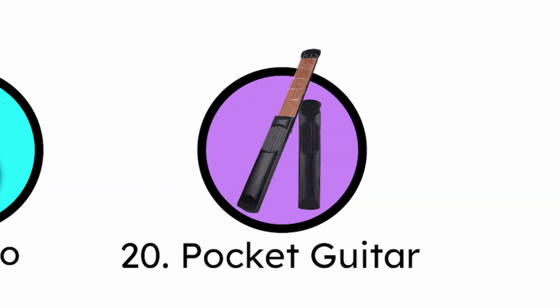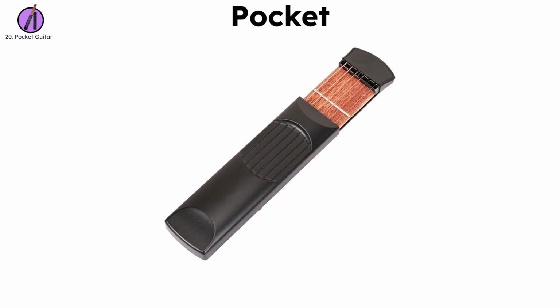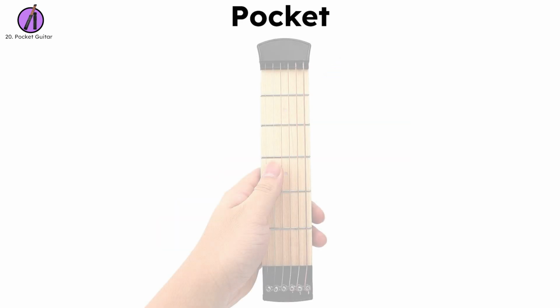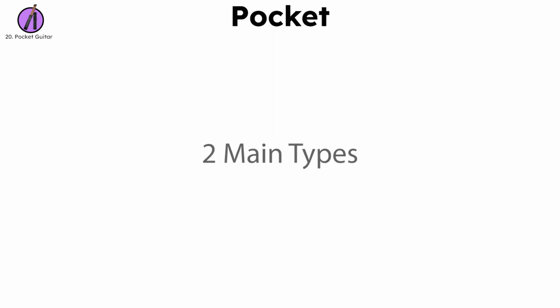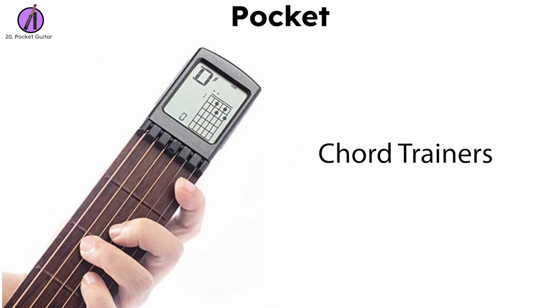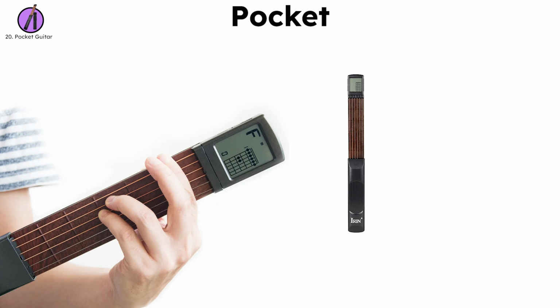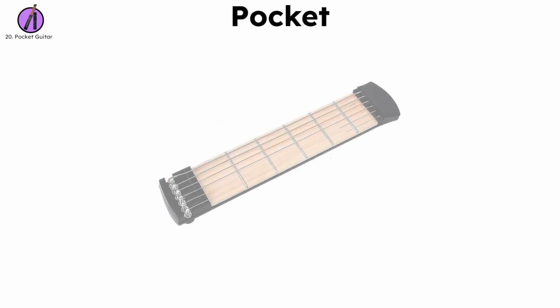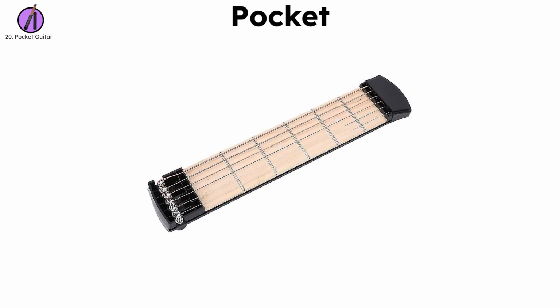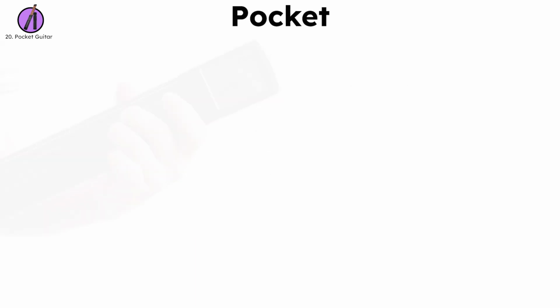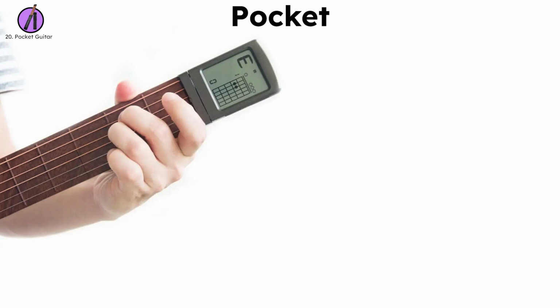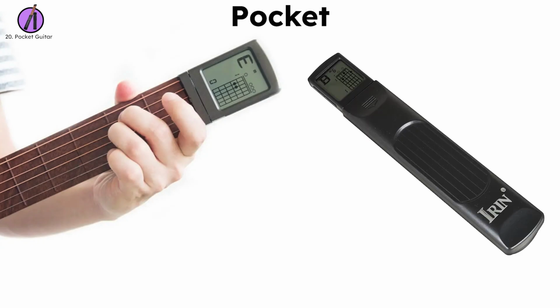Pocket guitar. The pocket guitar isn't a single standardized instrument, but rather a general term for miniaturized guitar-like tools designed for practice and portability. There are 2 main types: chord trainers. These pocket-sized replicas focus on the fretboard, often with 6 to 8 frets and rubber or nylon strings. They're ideal for beginners to practice finger placement and chord transitions without the bulk of a full guitar. Some even have a digital screen displaying chord charts or metronomes.